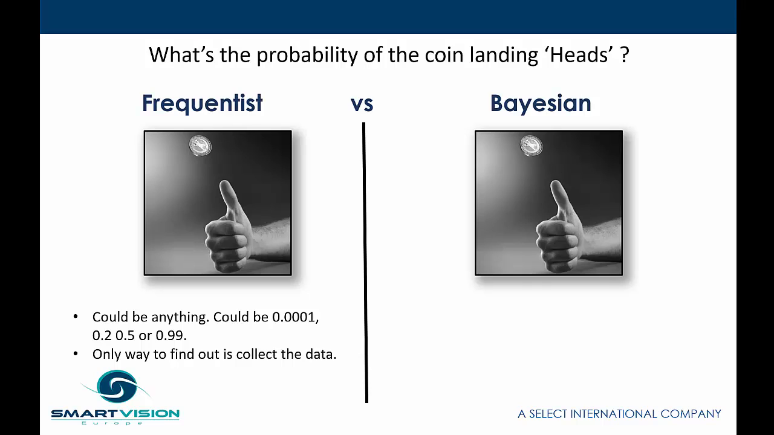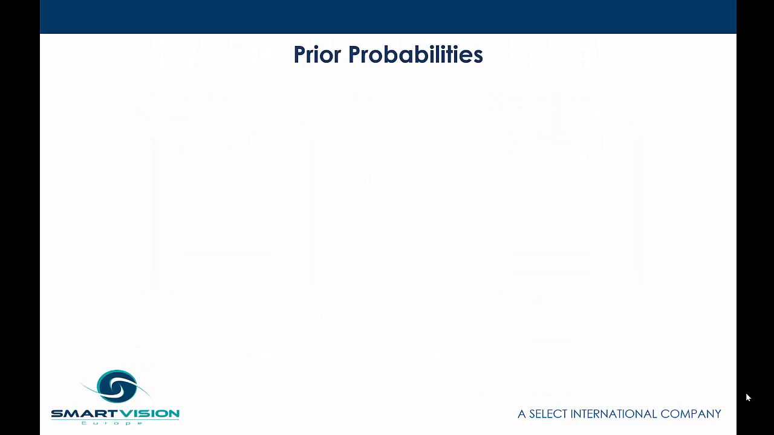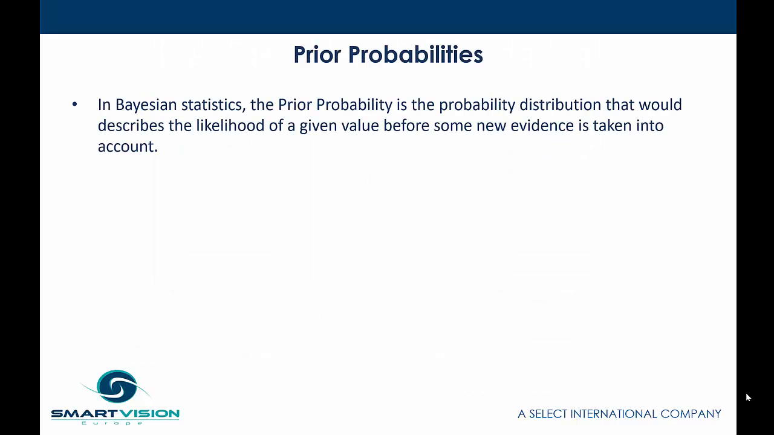The point is you have to collect the data in order to come up with the probability. The Bayesian approach, some might argue, is a bit more intuitive. It would say, look, given that there are only two outcomes and the coin looks reasonably fair, it might be sensible at least to initially assume that the probability is about 0.5 or 50% chance of getting a heads versus a tails. Once we've collected the data, we can update this prior probability to come up with a better estimate. Now, more specifically, in Bayesian statistics, the prior probability is the probability distribution that describes the likelihood of a given value before some new evidence is taken into account.